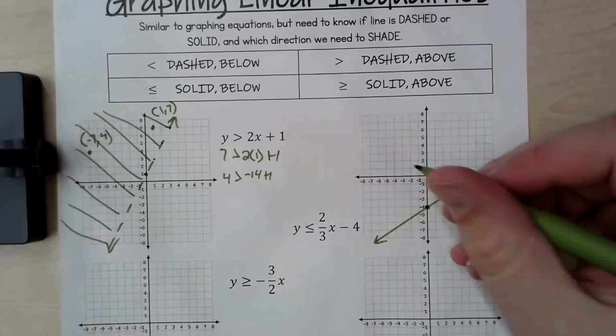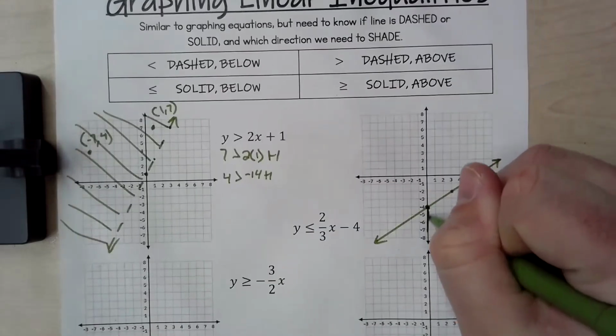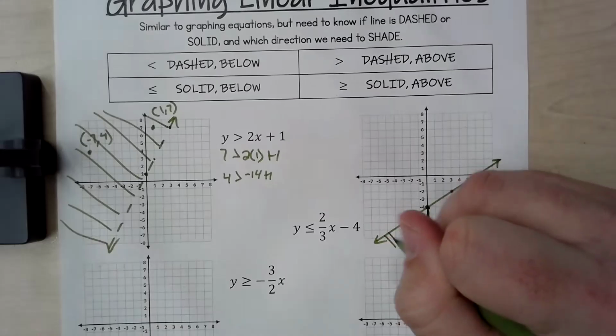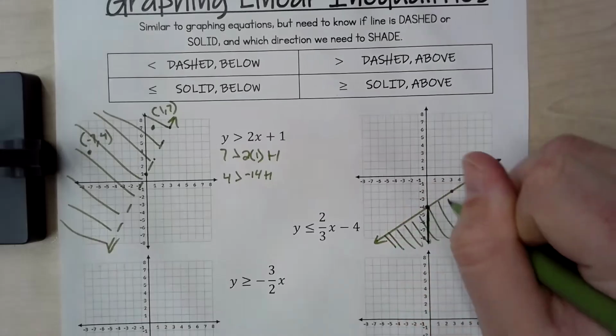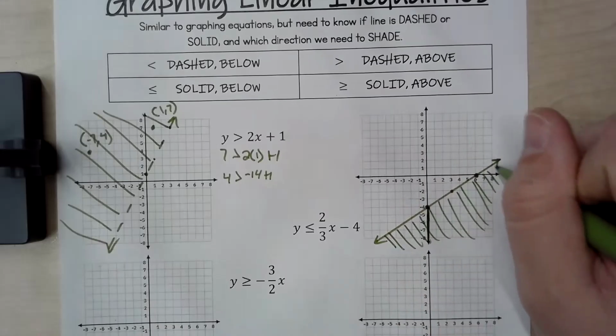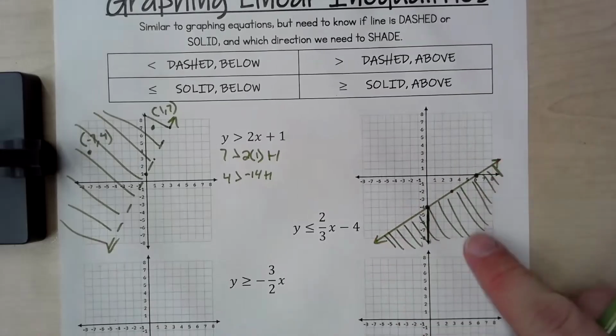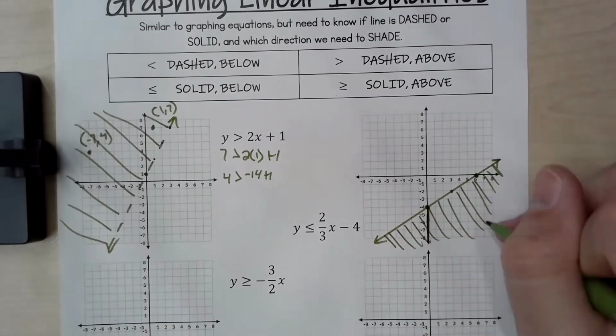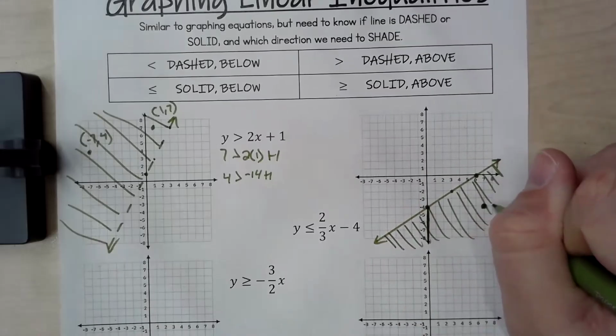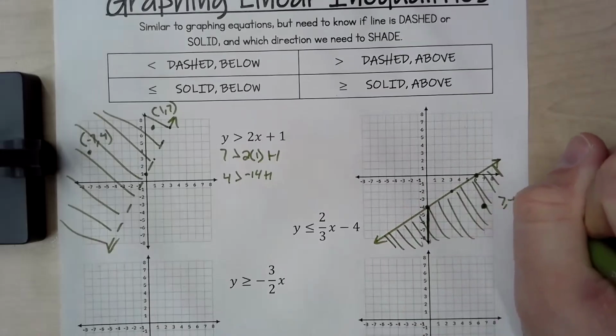So again, find our y-intercept. Below my y-intercept is this way. So all of this is my solution set. Right? Because all these points are below this line. Let's pick a random spot right here. It's (7, -4). I'm picking a lot of sevens.